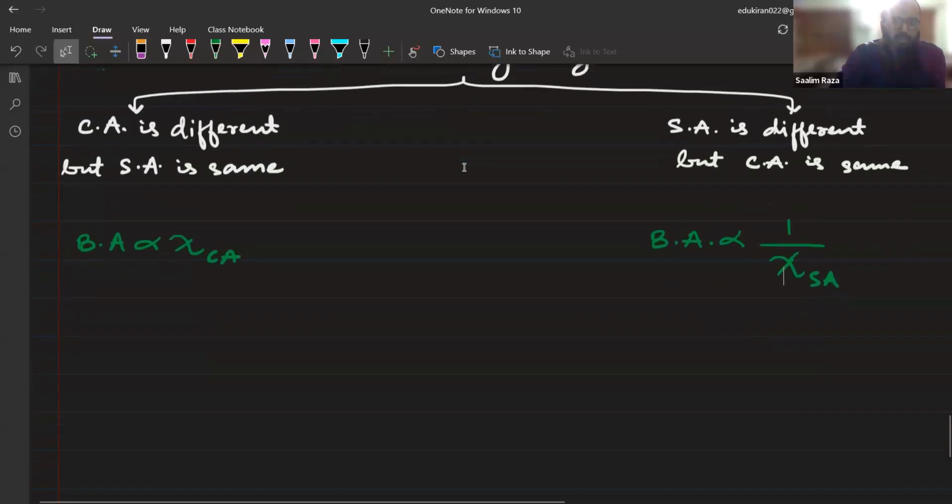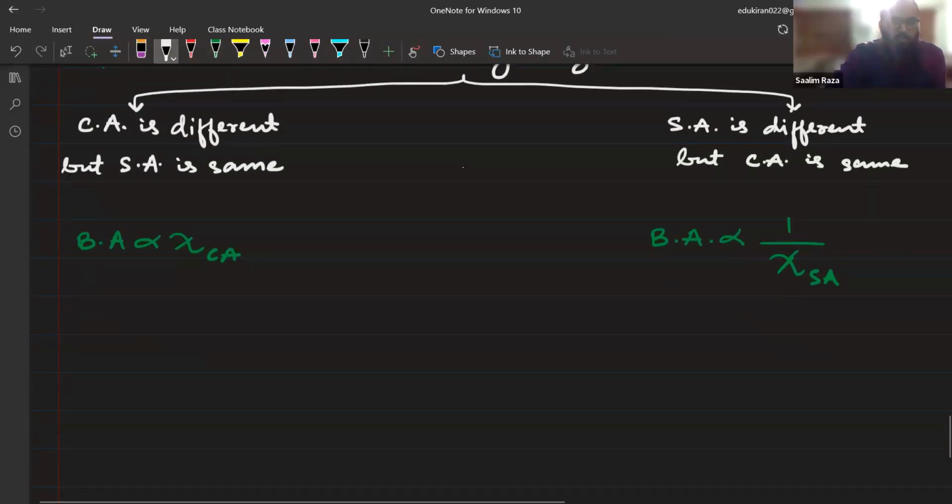We will see two examples here. Let us suppose you have H2O versus H2S. Each and everything is same here. If you count the steric number, it will be same, because oxygen and sulfur are in the same group.